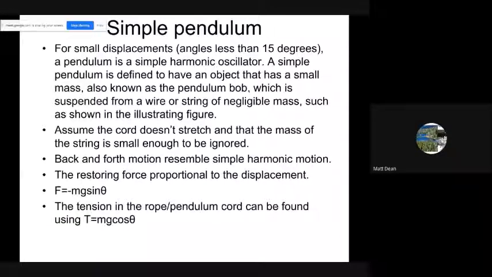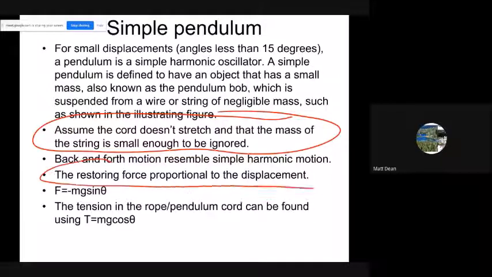We're assuming that when we do that, the cord doesn't stretch and the mass of the string is small enough that we can ignore it. Those may not always be true, but the back and forth motion of this pendulum is pretty much simple harmonic motion. The restoring force is proportional to the displacement away from the equilibrium position. That's the definition of restoring force. It can be calculated as mg sine theta, and the tension in the cord is mg cosine theta.